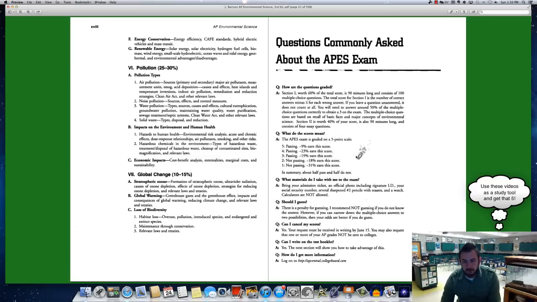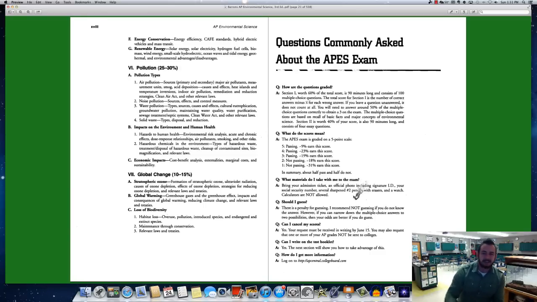Okay. What materials do you take? Calculators are not allowed. One of my colleagues will show you how to do the math-based questions without a calculator, and you're not allowed to bring those. So bring a couple number 2 pencils, and an ID if you need to. Because it's given here at the school, you probably won't have to have that, but just in case, social security number, etc.